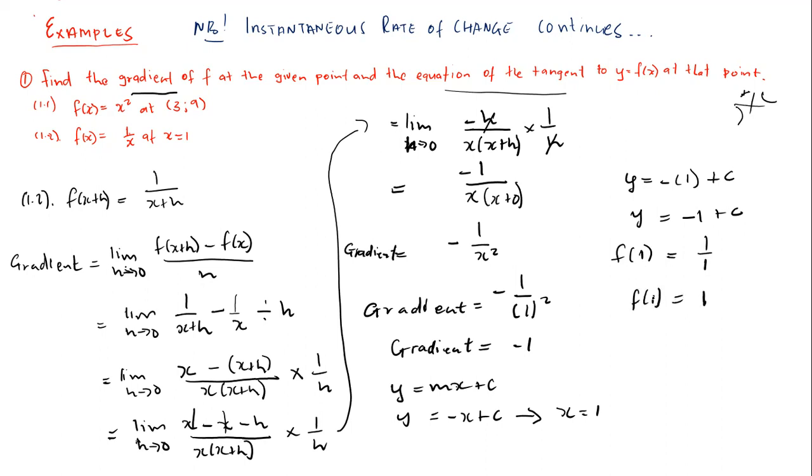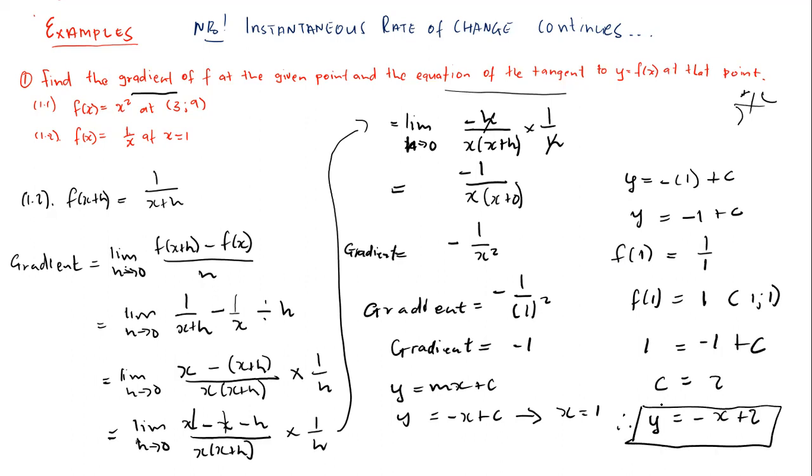F at 1 will be something like this. And therefore, our coordinates will be 1, 1, okay? So our y value is going to be 1, which is equal to -1 plus c. And therefore, I transpose 1 to the other side of the equation. Therefore, the value of c is equal to 2. Now, let's conclude. Our equation is going to be y is equal to -x plus 2. Therefore, it is the equation of the tangent that we were supposed to determine, okay? All right, then let us continue.